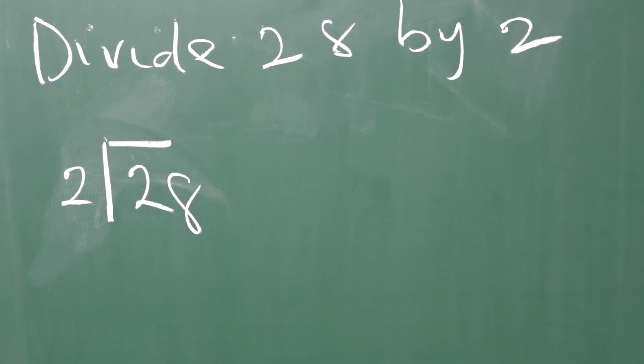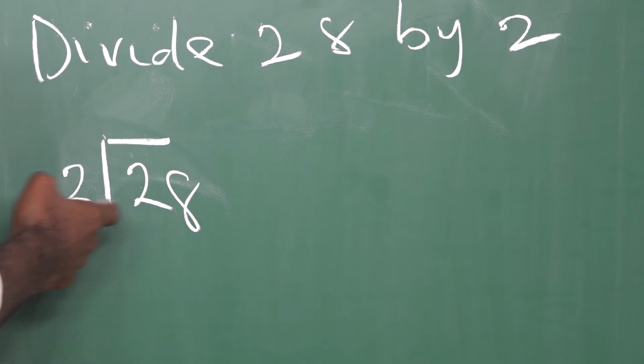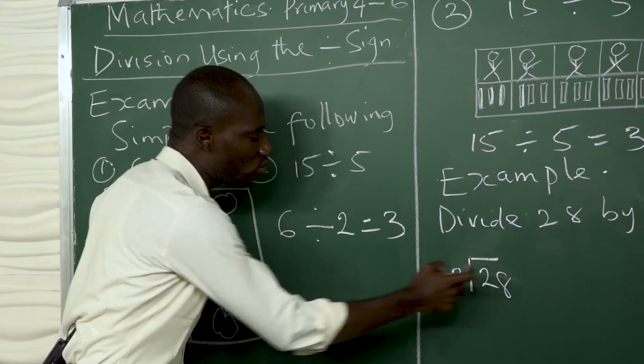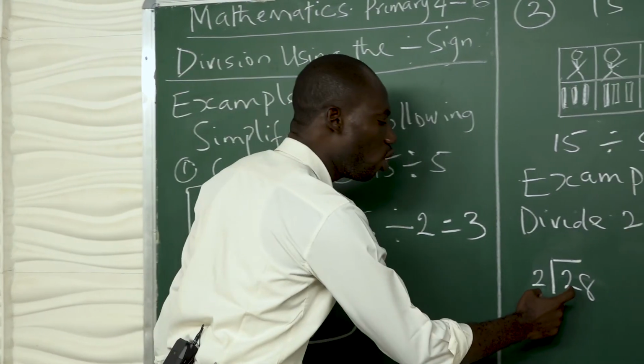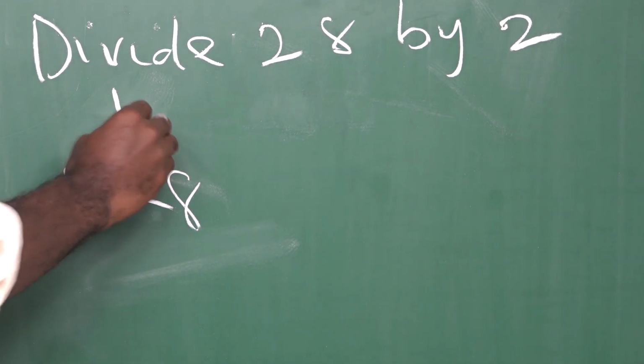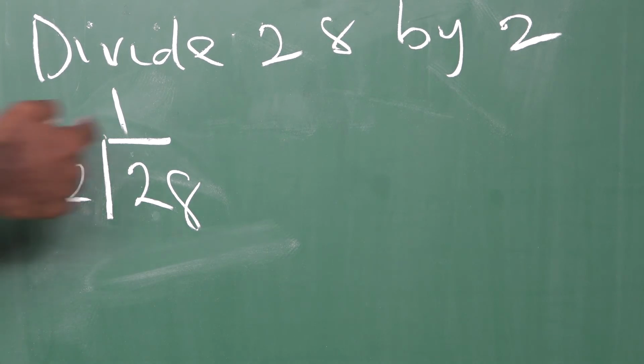The first thing to do is to divide, bring these 2 to these 2, and try to find out if you divide 2 by 2, how many times does 2 go into 2? It goes once. So what we need to do is to now multiply this 1 by this 2. If you multiply this 1 by this 2, it gives you 2.